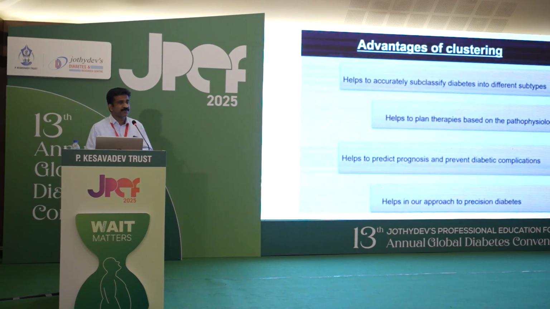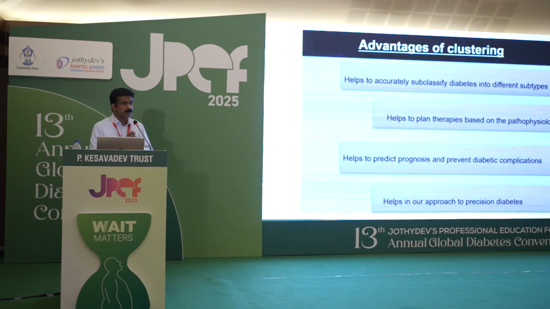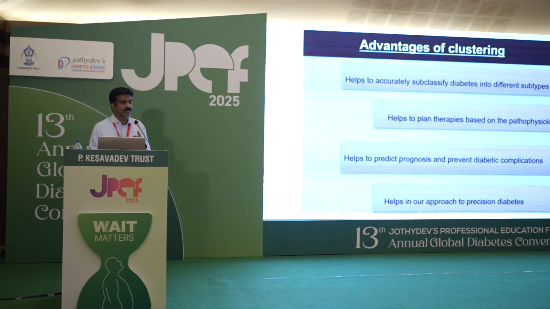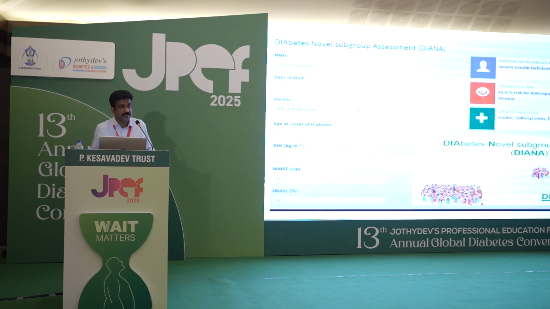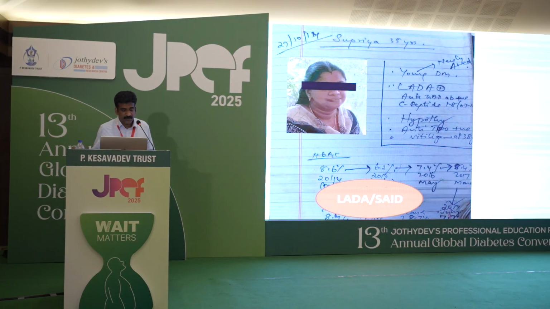We can subclassify type 2 diabetes into different subtypes. We can think about the prognosis, the complication levels, and what the patient is going to have in future, and we can give a precise management for each subclass. Now, if you look, there are so many apps available right now. This is one app, the Diana app. We can feed in the various variables and patterns, and this app will tell you what type of subclassification the patient has, and it even suggests the treatment possibilities also.